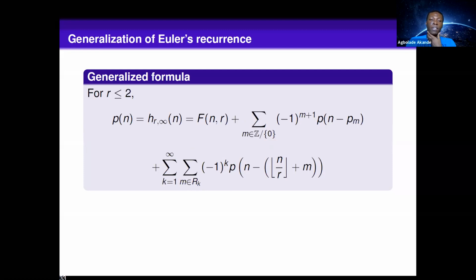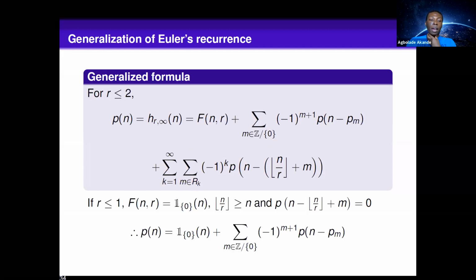And if you realize, if we let R be small enough, say less than 1, F sub n of R is going to equal this index function. So it'll only be 1 when n is 0 and 0 anywhere else. When this happens, this is going to be greater than n, so this will basically be nothing. The series will completely go away. And since you have this, you directly have P of n is equal to 1 when n is 0 and 0 otherwise, plus this, which is Euler's recurrence of the partition function that we have.